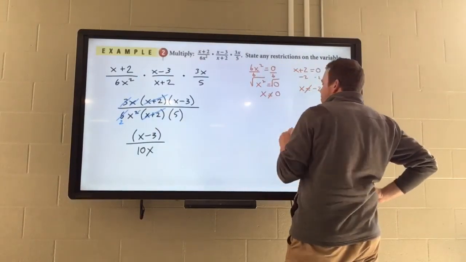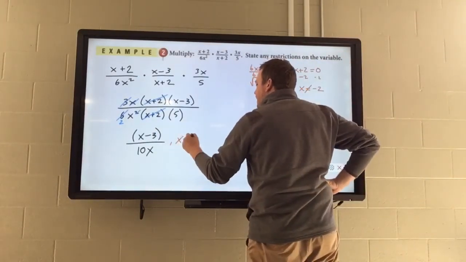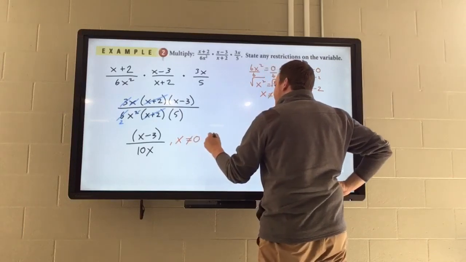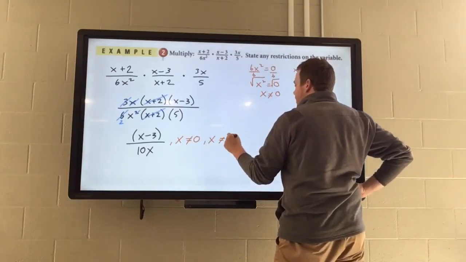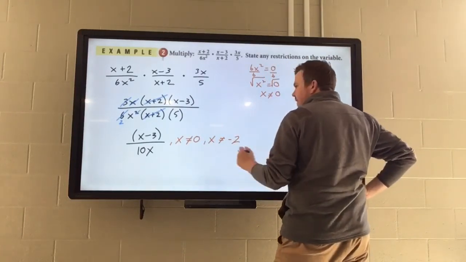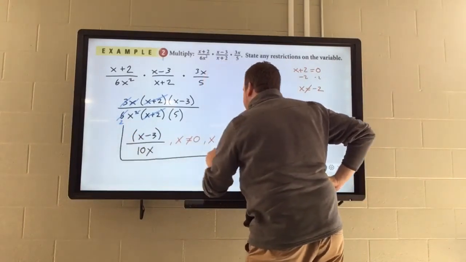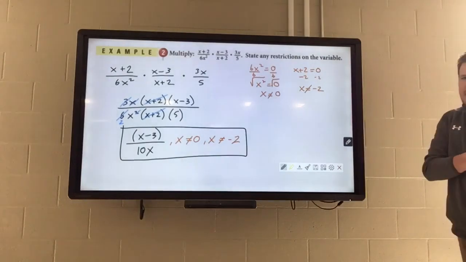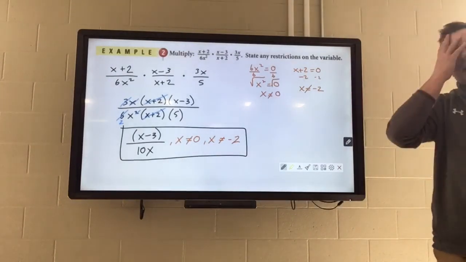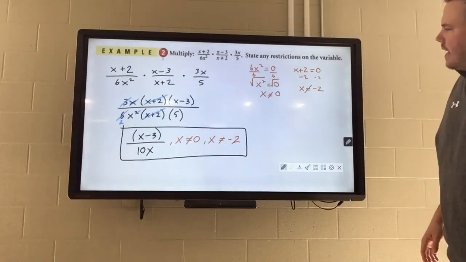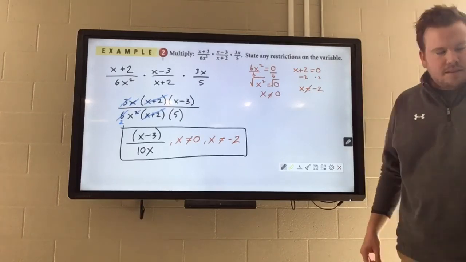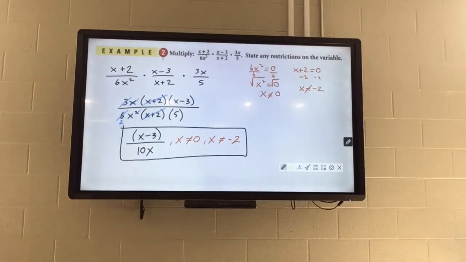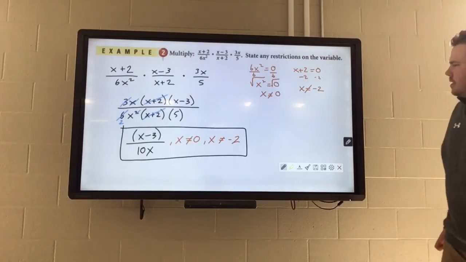And don't forget the restrictions we found. That x cannot be equal to 0, and x cannot be equal to negative 2. So my final answer is x minus 3 over 10x, with the restrictions of x not being able to equal 0, and x not being able to equal negative 2. So that's multiplication. Let's move on to division next.